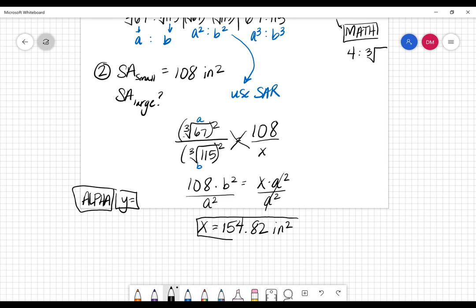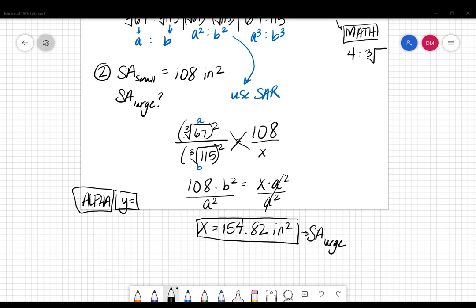Keeping in mind, this is for the surface area of the larger, let's check to make sure that makes sense: yes, that is a larger surface area than this right here. Makes sense. And hopefully, if we do all of our steps correctly, we're getting the right answer. So just double check. Let me know if you have any questions, but make sure you're getting the same thing.